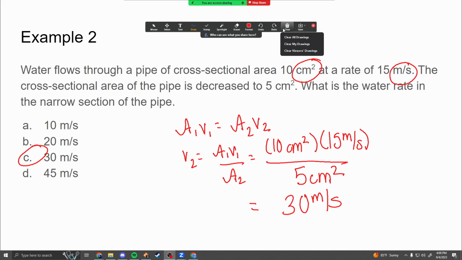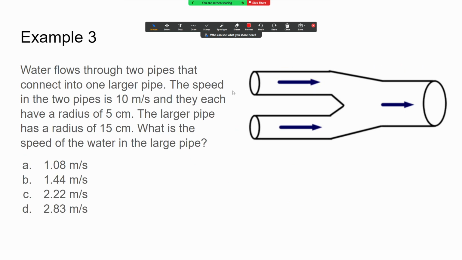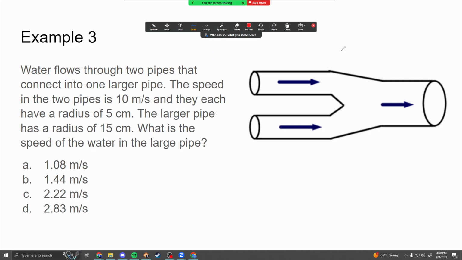Okay. Let's do one more example, and then we're going to move on to more things about fluid flowing and Bernoulli's equation. So water flows through two pipes that connect into one larger pipe. The speed in the two pipes is 10 meters per second, and they each have a radius of 5 centimeters. The larger pipe has a radius of 15 centimeters. What is the speed of the water in the larger pipe?